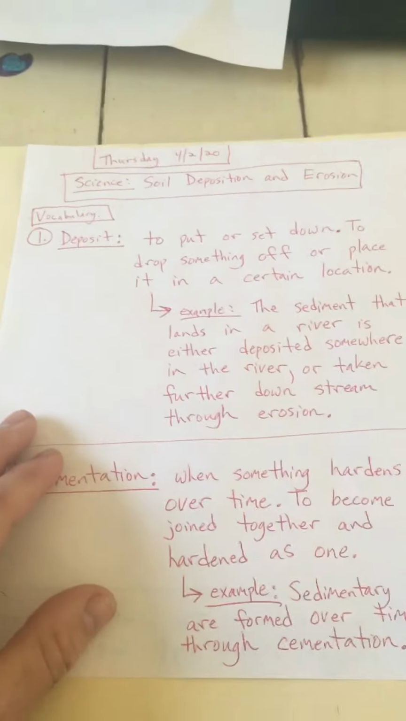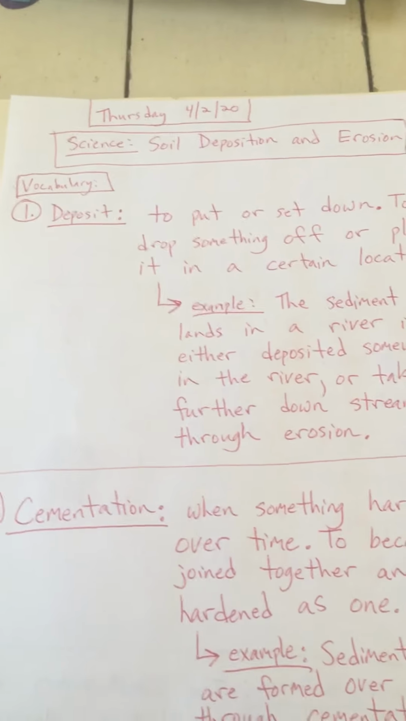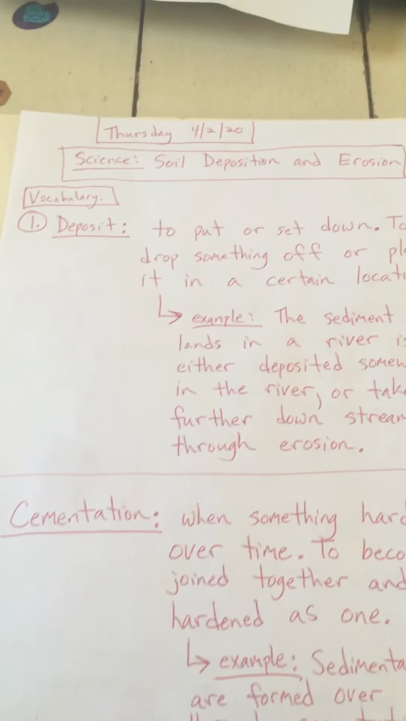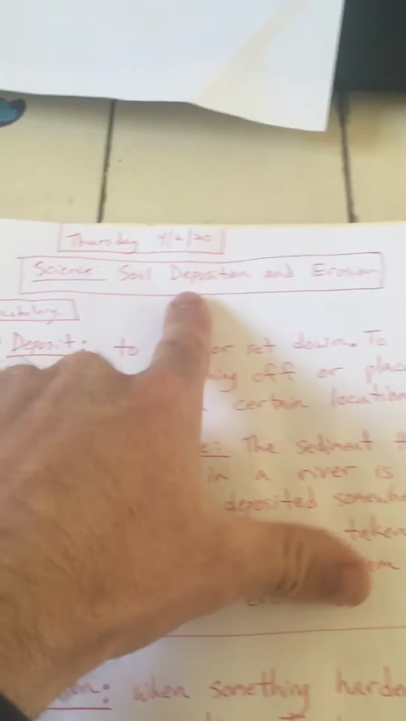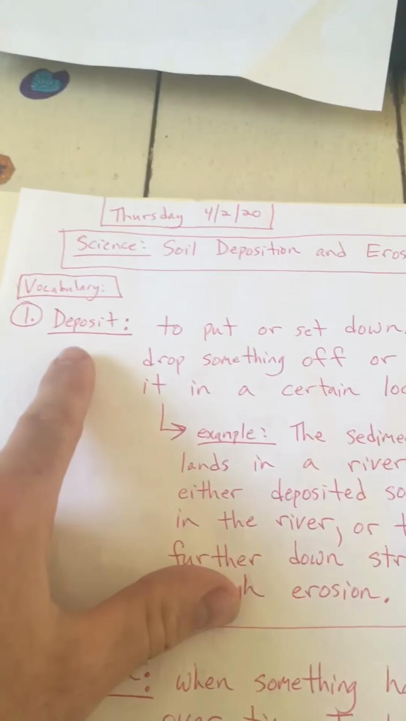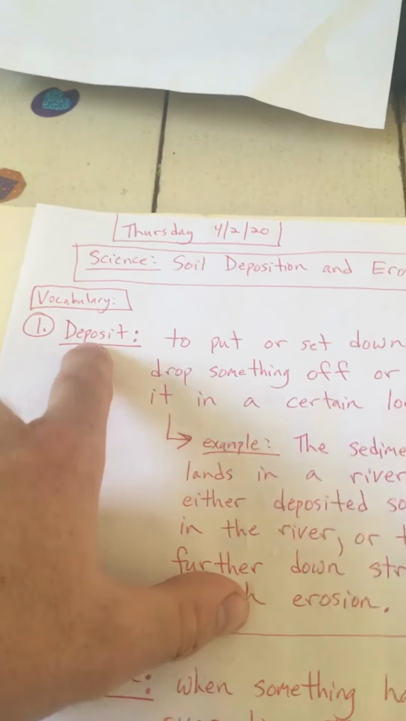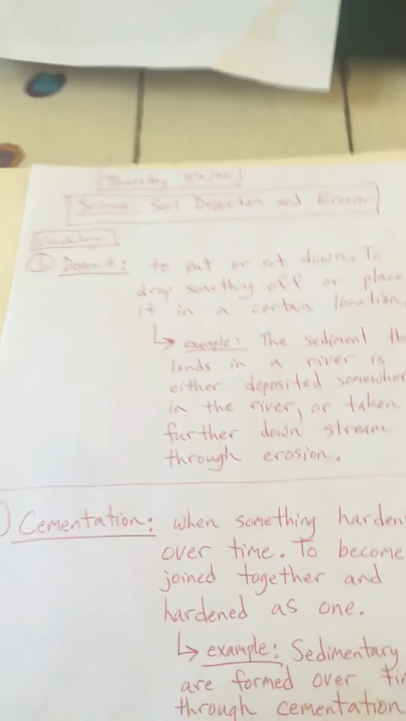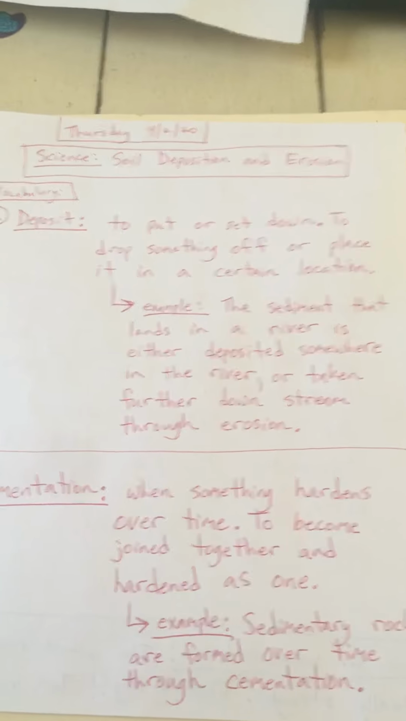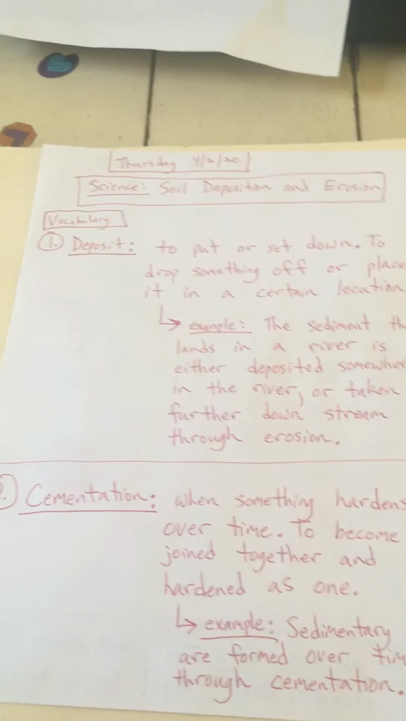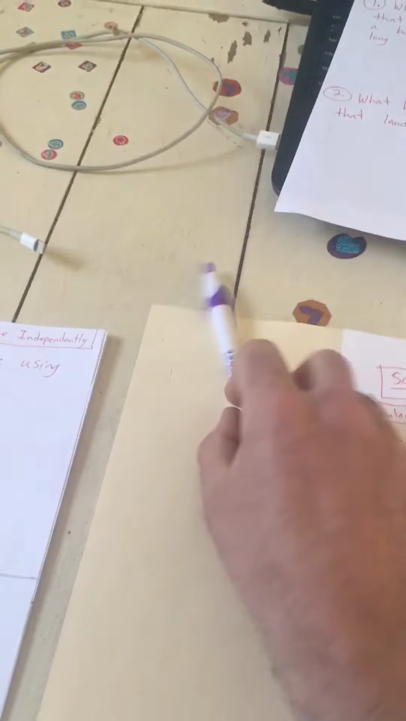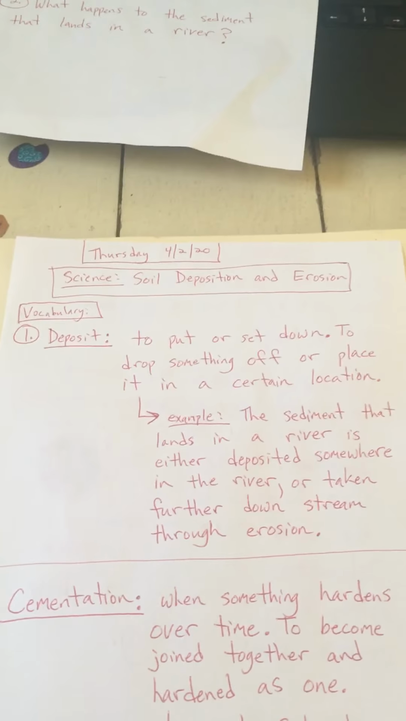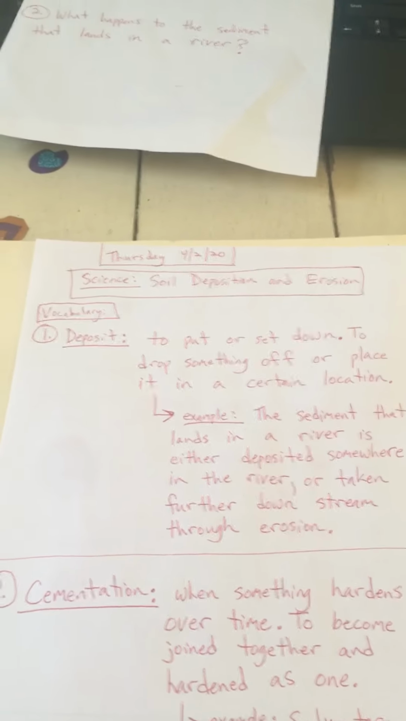Now we're back to a new lesson for today. So today's Thursday, April 2nd, 2020. Science, soil, deposition, and erosion. Okay? So deposition is the same word. Deposit would be the verb. Deposition is the act of depositing. Okay, so we're going to learn this word deposit, which means to put or set down. So if you deposit something, if I were to deposit this pen onto my paper, I'm going to put it down. Okay, or to drop something off or place it in a certain location.